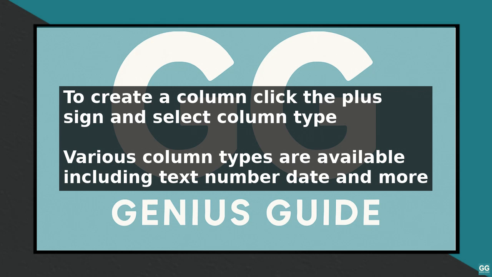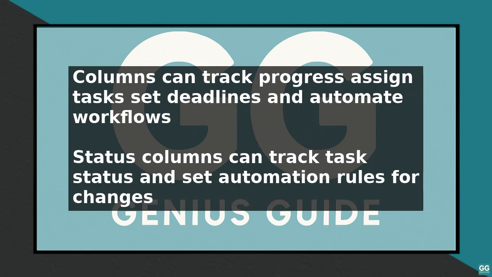To create a column in Monday.com, simply click on the plus sign at the top of your board and select the type of column you want to add. You can choose from a variety of column types, including text, number, date, and more. Once you have created a column, you can start adding items to it. For example, if you have a text column, you can type in a description of a task or project. If you have a date column, you can select a specific date from a calendar.